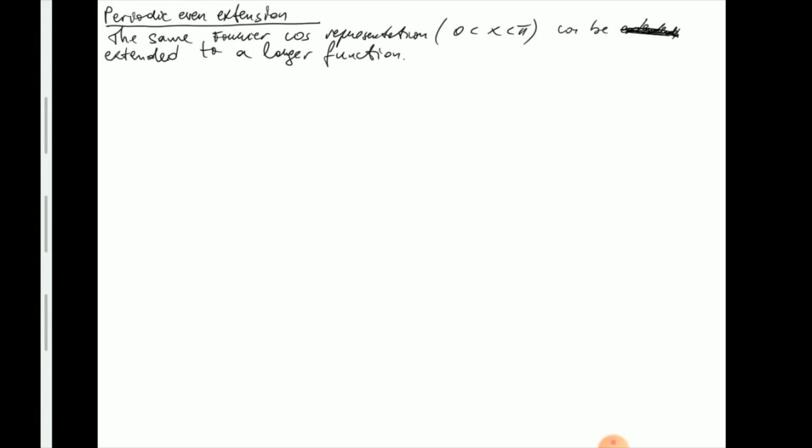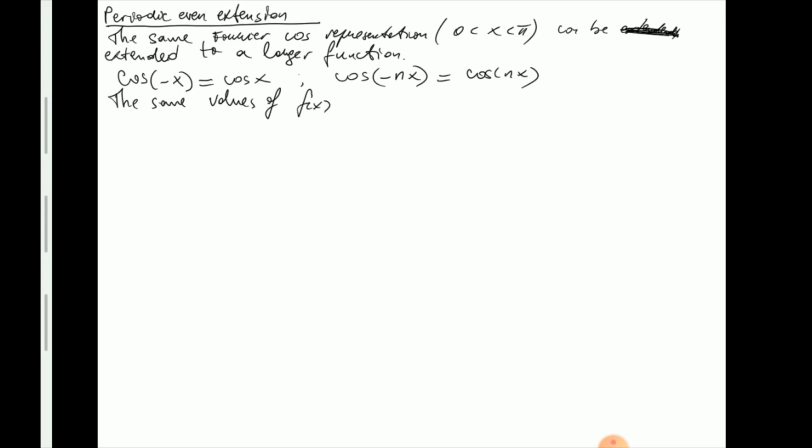This is because it's periodic and even. That's the key thing, and that's the reason why you can extend it this way. Let me remind you that "even" in this context means that if you replace x with minus x, you get the same value. More generally, if you replace x with minus x in cosine of minus nx, you get the same cosine of nx. So you get the same values of f of x equals x, as in the previous example, if we replace x with minus x.